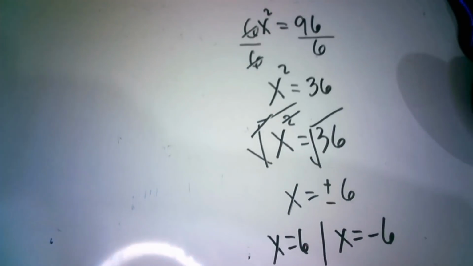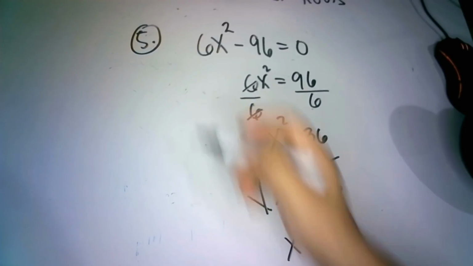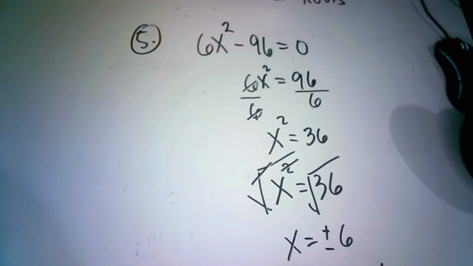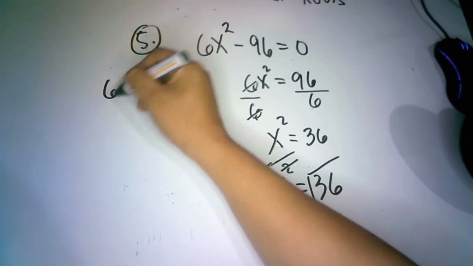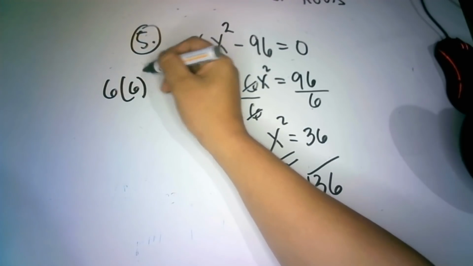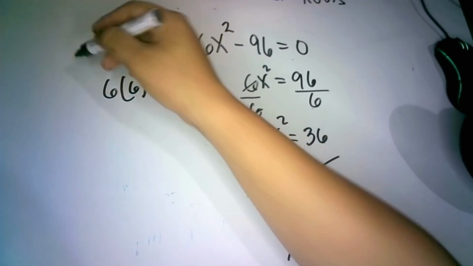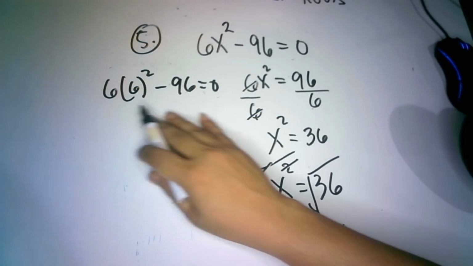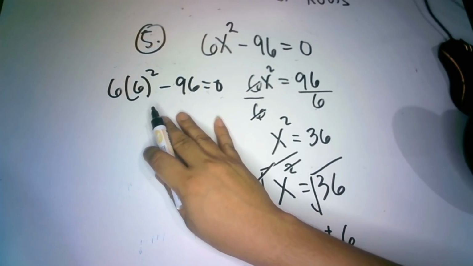Now, if we check here, class, whether this answer is correct. Let us try to check it here. Remember, our first value is positive 6. So, we have 6 times 6 squared minus 96 equals 0. Remember, we are checking. It may not appear in your solution, but it is better that you check on scratch paper to make sure that the answers are correct.